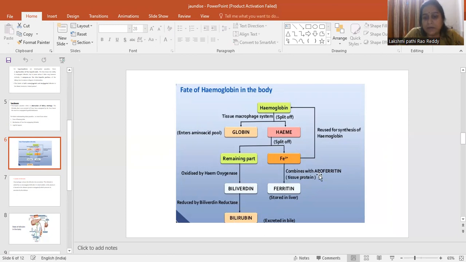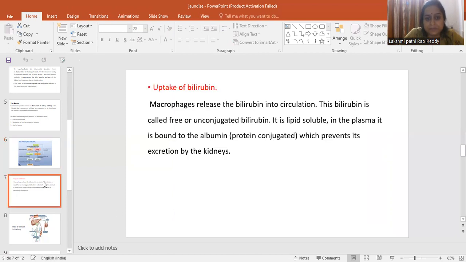This iron part will combine with apoferritin, and we get ferritin, which gets stored in the liver. Now this bilirubin is excreted in the bile. Actually, what is produced is unconjugated bilirubin, which is lipid soluble. In the plasma, it is bound to albumin. When it is bound to albumin, it is called protein conjugated, which prevents its excretion by the kidneys.